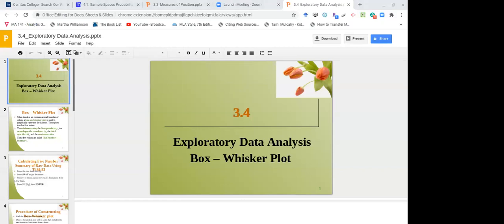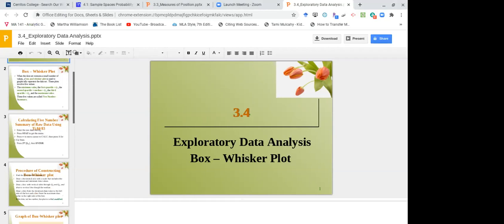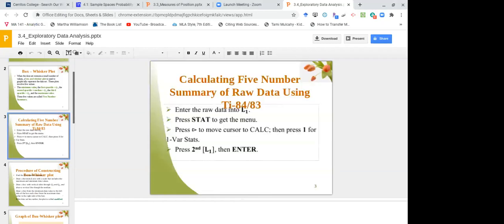All right, so here is section 3.4, exploratory data analysis, the box and whisker plot. Now, the box and whisker plot can be a little bit tricky. It's very mechanical. There's a lot of steps to follow. So the first thing you need to do is calculate the 5-number summary, okay? The 5-number summary is always the same 5 numbers, and you're going to use your calculator to get these numbers, but it's always the same 5 numbers that describe the data.